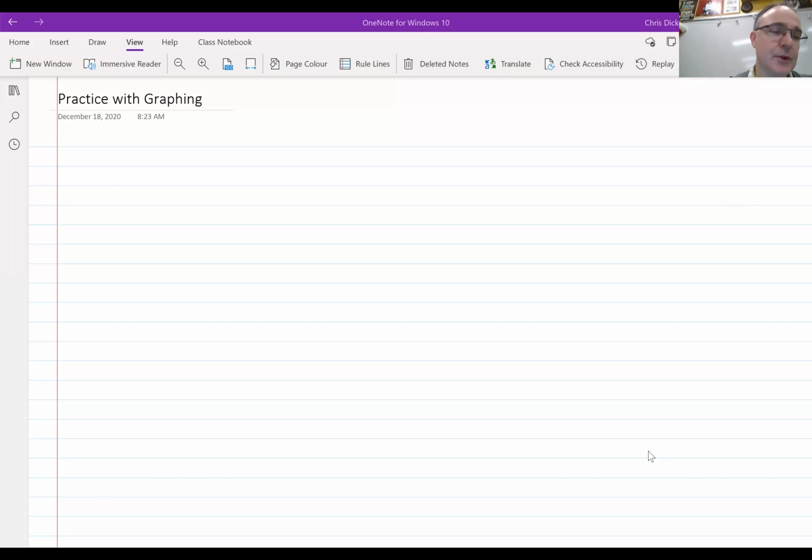Okay, so I'm going to share my screen with my OneNote, and what you'll see here is we just create our own polynomial function, and I'm going to write it in factored form.